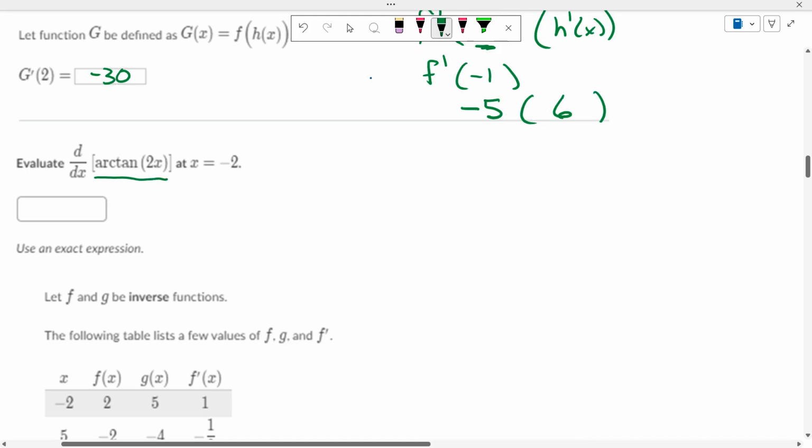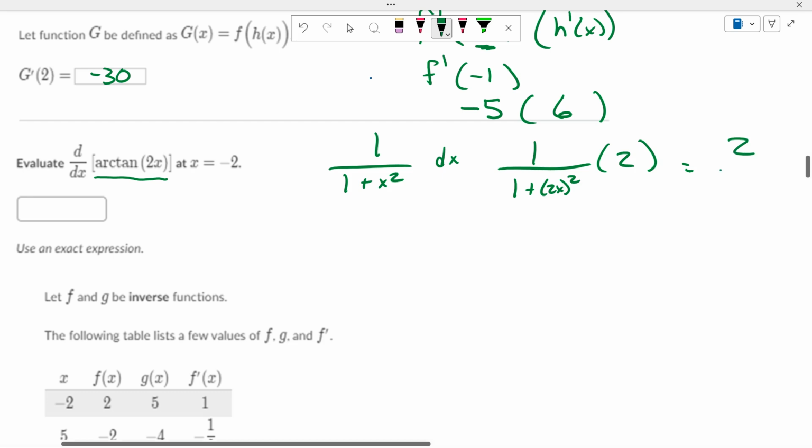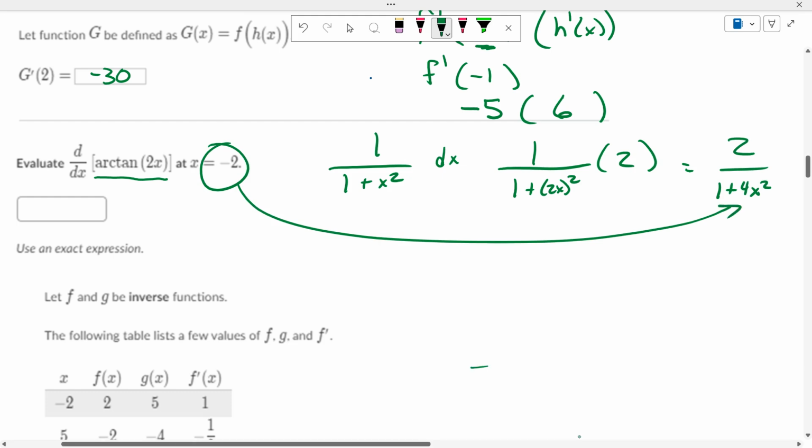The first derivative of arctan of 2x at negative 2. Well, the formula for arctangent is 1 over 1 plus x squared times the derivative of x. So it's 1 over 1 plus (2x) squared times the first derivative of 2x, which is 2. So it's going to be 2 over 1 plus 4x squared. Now we're putting negative 2 in for x. So it's 2 over 1 plus 16, or 2/17.